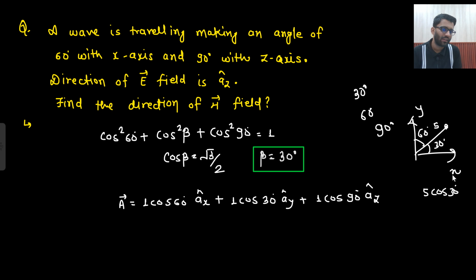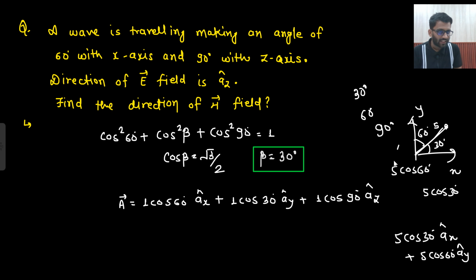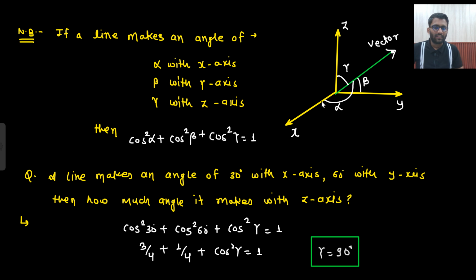5 cos 30. And in y, how much I have worked? 5 cos 60. So if I need to write down this vector, how would I write it? In x direction you have worked 5 cos 30 ax cap. In y direction you have worked 5 cos 60 ay cap. And from this expression, if you write in that manner, this is a line which has a magnitude 1.